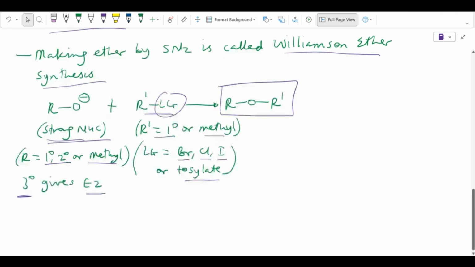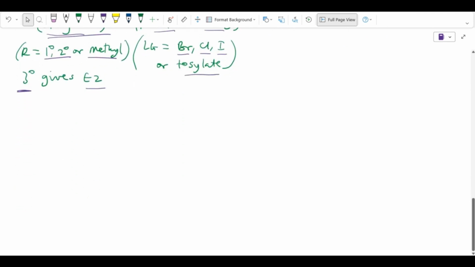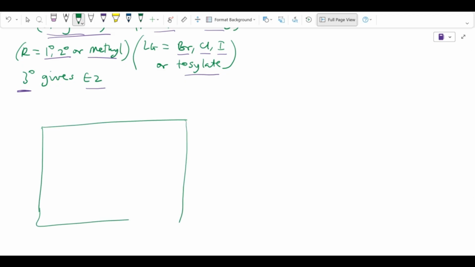So let's look at a couple of examples. This is the kind of problem you will see on your test 3. So you're asked to fill in the box. Identify or predict the reactant that will make this product, this ether product.